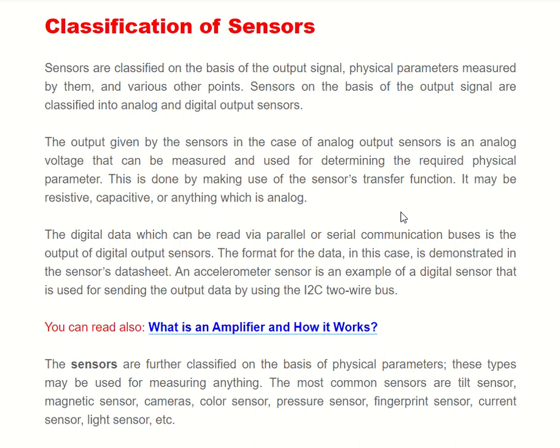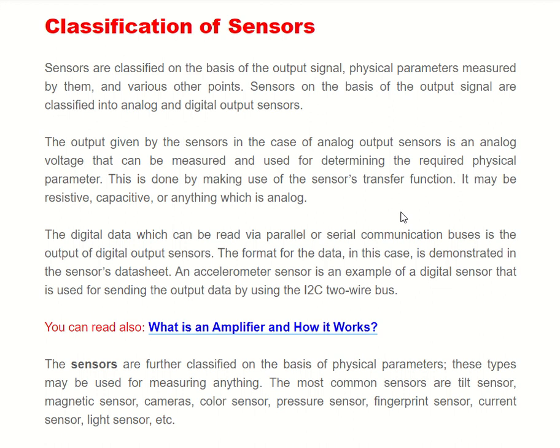For an example, let's take an accelerometer, a digital sensor that is used for sending the output data by using I2C wire bus. And except for this analog and digital classification of sensors, we can also classify the different sensors on the basis of physical parameters as well, something that we have already done, right? Like pressure sensors, cameras or optical sensors, magnetic sensors, color sensors, tilt sensors, light sensors, fingerprint sensors, proximity sensors.